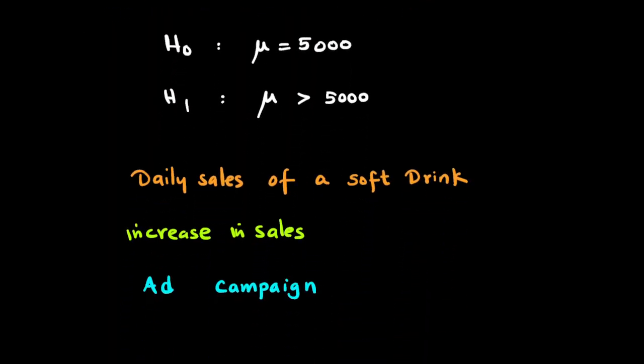Now let's look at the data that's given over here. H0: mu is 5000. H1: mu is greater than 5000. The daily sales of a soft drink is 5000 units. The company is interested in increasing the sales. That is why the alternative hypothesis has a greater sign. An ad campaign is launched. Now explain in the context of this question, what do we mean by type 1 error? What do we mean by type 2 error?